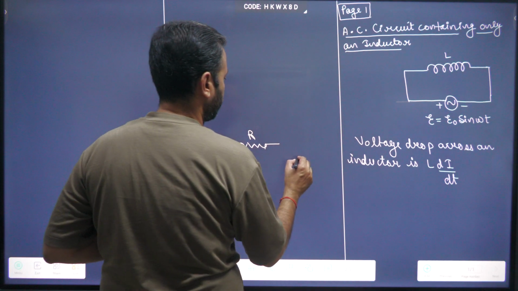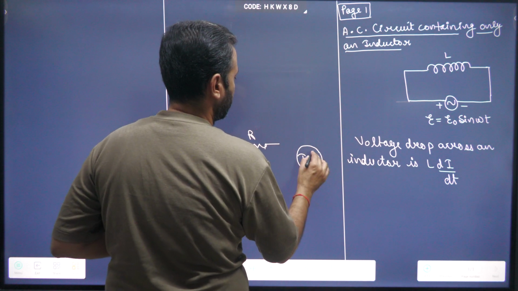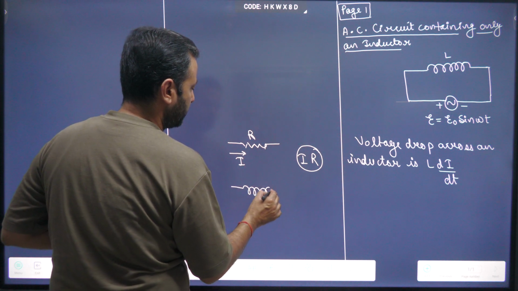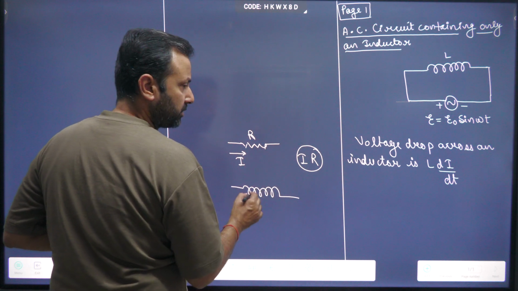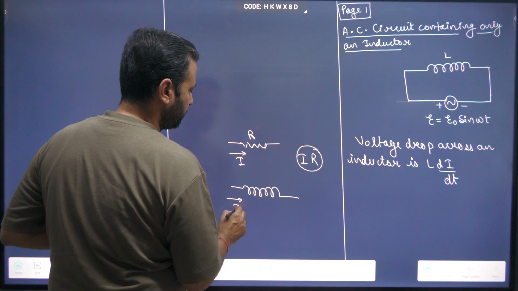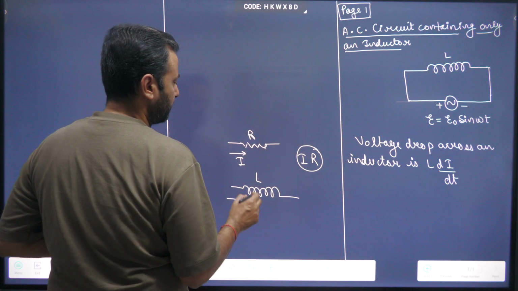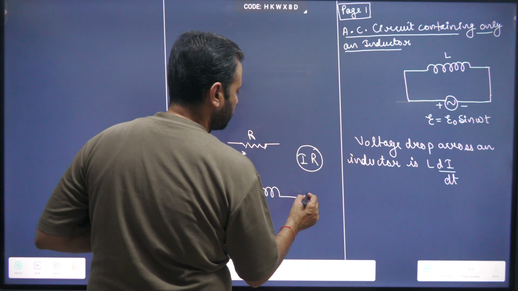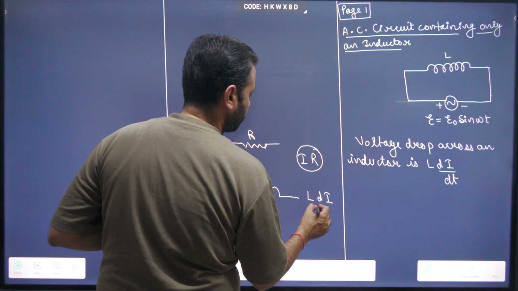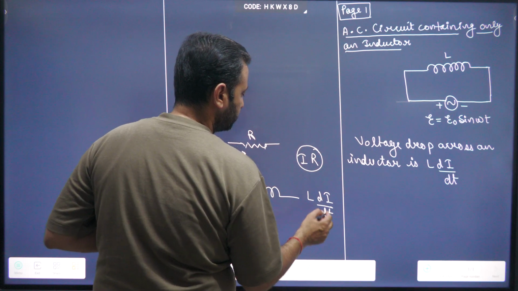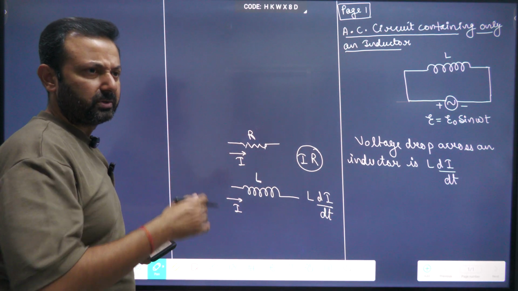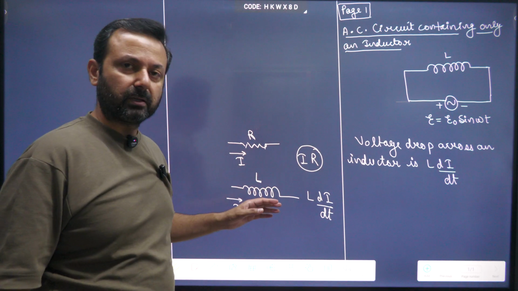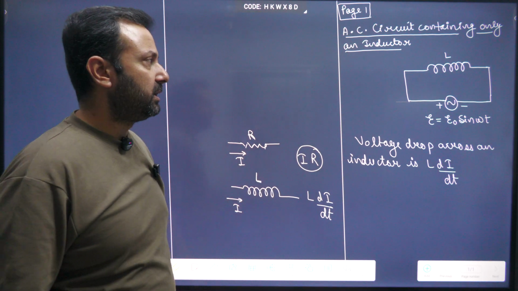In the same way, when we have an inductor, then voltage drop across this inductor, if current I is flowing through this and the value of inductance is L, then voltage drop across this inductance will be L di by dt. It was shown in the last chapter, electromagnetic induction, that voltage drop across an inductor is L di by dt.